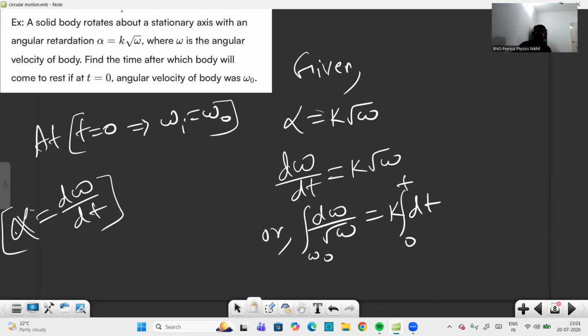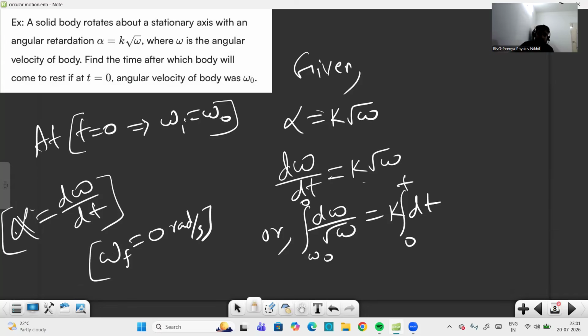In the question it's mentioned that a solid body rotates about a stationary axis, and omega is the angular velocity of the body. Now find the time after which the body will come to rest. It means omega final is 0. Whenever it comes to rest, it stops, so its angular velocity will definitely be 0. That's why the limit is from omega naught to 0.